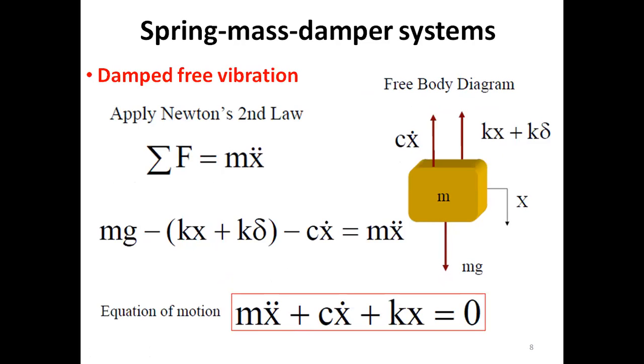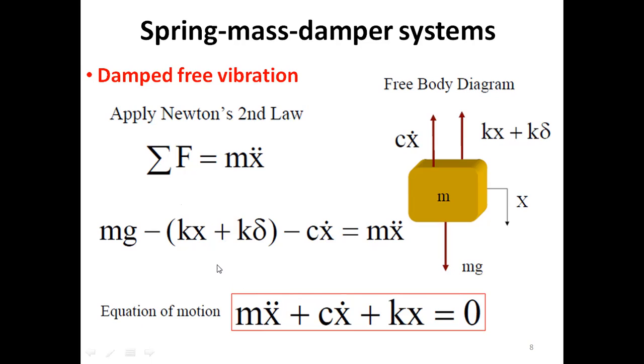Now using Newton's second law, the summation of all of the algebraic forces acting on the mass is equal to mass times acceleration, and we have to take all those forces which are along the displacement as positive. So mg we take positive, and all those forces which are opposite to the displacement as negative: minus kx plus k delta minus cx dot is equal to m x double dot.